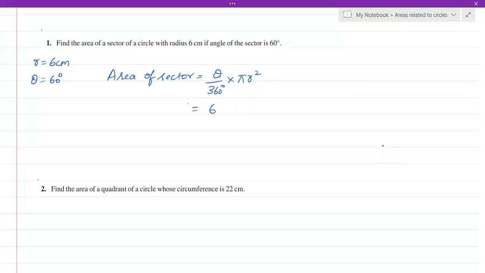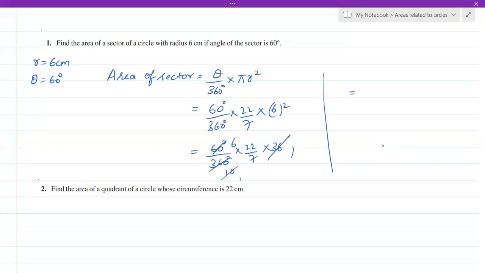So let's substitute: 60 by 360 degrees into pi, which is 22 by 7, into r square. R is 6, so 6 square becomes 36. So 60 degrees by 360 degrees into 22 by 7 into 36. Actually you can cancel: 36 ones are 36, 10 sixes are 60. What we are left with is 6 into 22 by 7.